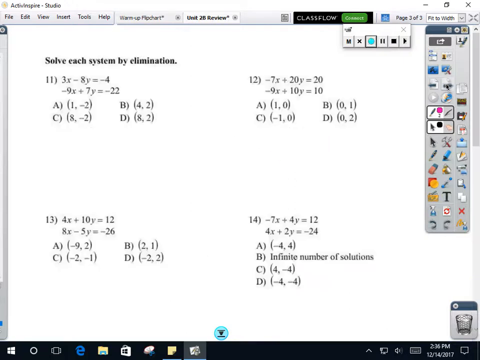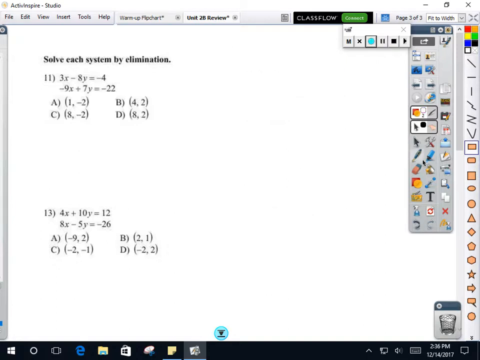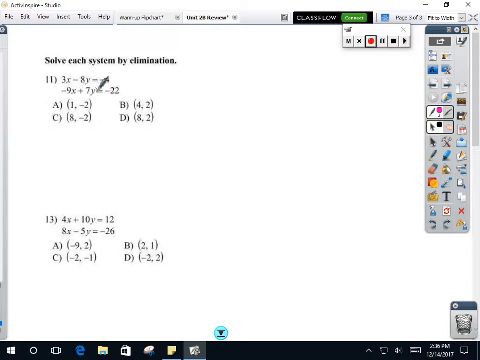Okay, next page. On this page, we're actually going to have to solve by elimination. So let me get some scrap paper. Okay, number 11. When you look at these two equations, what do you need to multiply by? On the top. Because when you do so, it'll make a 9x minus 24y equals -12. The bottom equation remains the same.